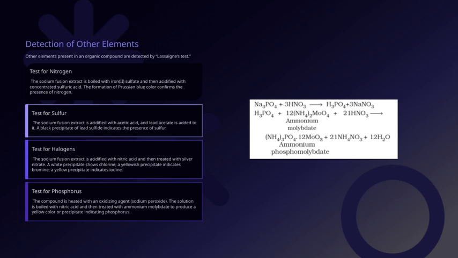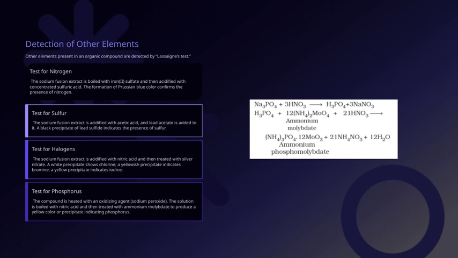Moving on to halogens, the test involves treating the sodium fusion extract with nitric acid to acidify it, and then adding silver nitrate. The type of precipitate formed tells us which halogen is present. A white precipitate indicates chlorine, a yellowish precipitate suggests bromine, and a yellow precipitate points to iodine.